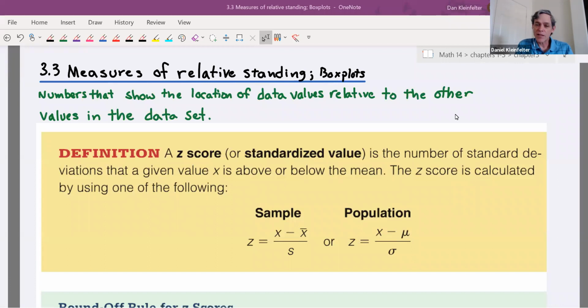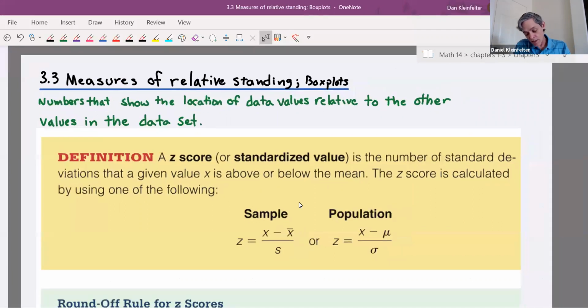In this video, we'll be starting section 3.3, which is about measures of relative standing and also box plots. And we saw in the last video, we were working on measures of variation like standard deviation, and those were ways of describing basically how spread out or how variable a set of data is. Here, when we say measures of relative standing, what is meant by that is we're interested in how a particular value compares to the mean in a particular set of data. And that depends on how variable the data is. So it depends on the standard deviation.